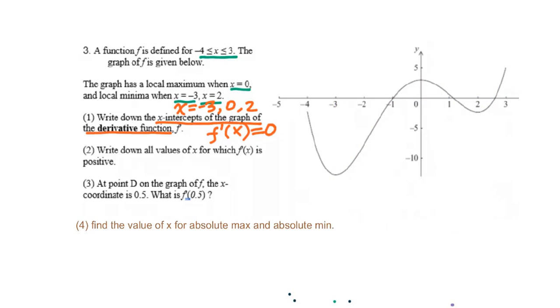Let me add one more question. Find the value of x for the absolute maximum and absolute minimum. For the graph, where you can find the absolute maximum, you will see the very highest point is here. That is x equals 3. So you have the absolute maximum point there. The absolute minimum point is here, at x equals -3.